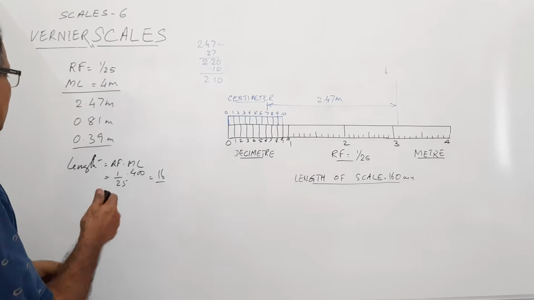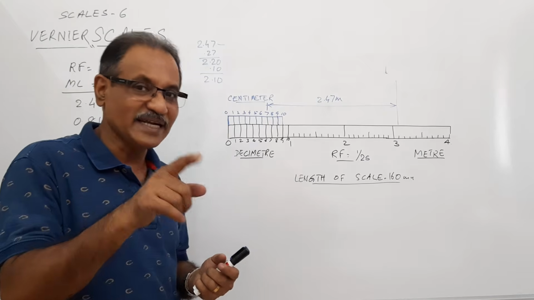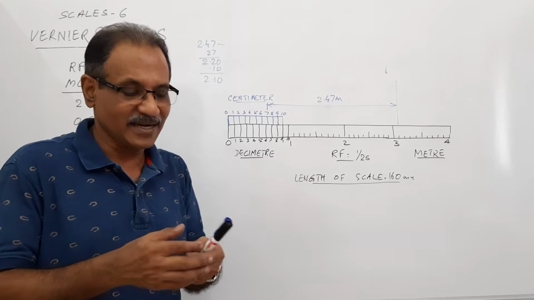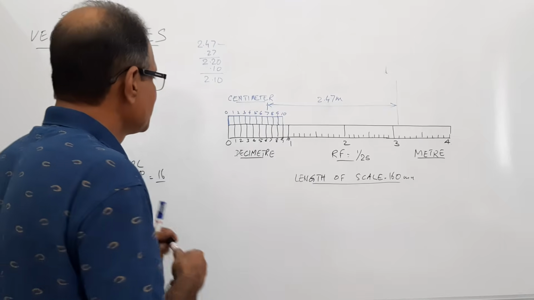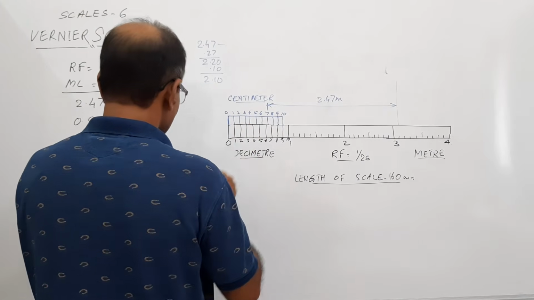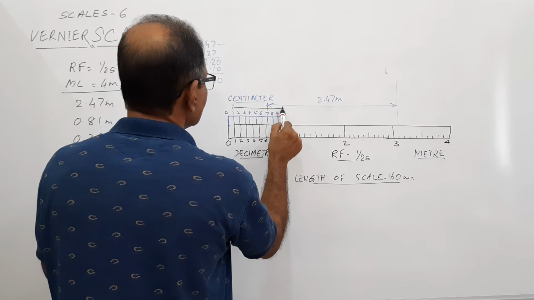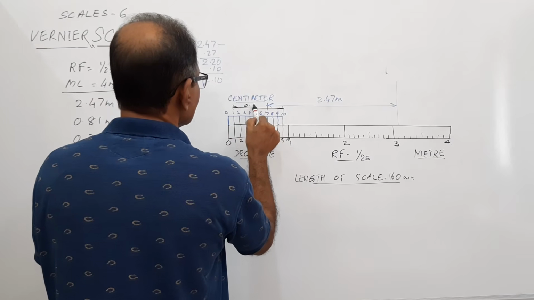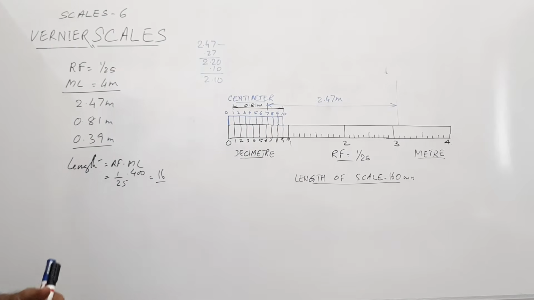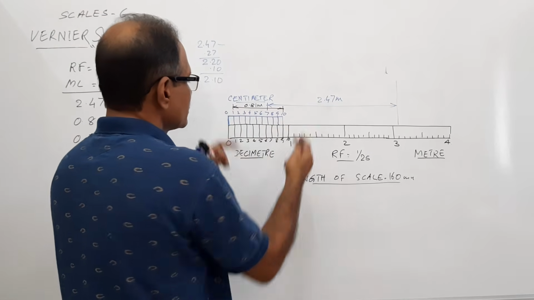Okay. Next distance is 0.81. Which multiple of 9 ends with a 1? 9 into 9, 81. Agreed? 9 into 9, 81, 9 pieces.